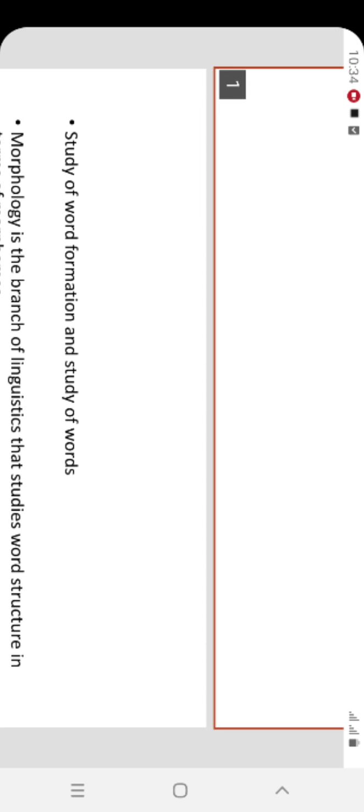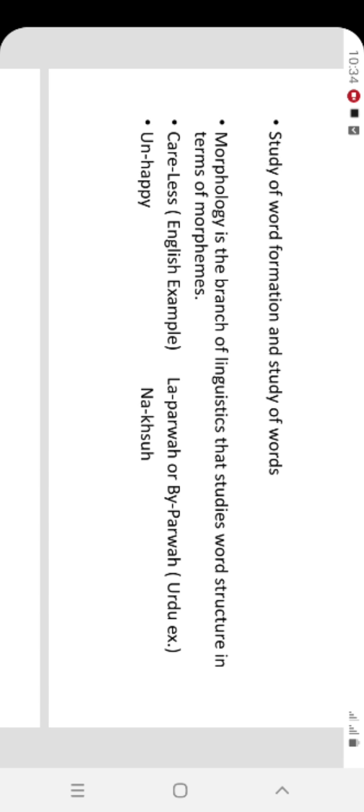Actually, it is the study of forms of words. So, keep it in your mind whenever the word morphology comes in front of you. It means we study the forms and formation of words. For example, we talk about the word as I have written here, the word careless.